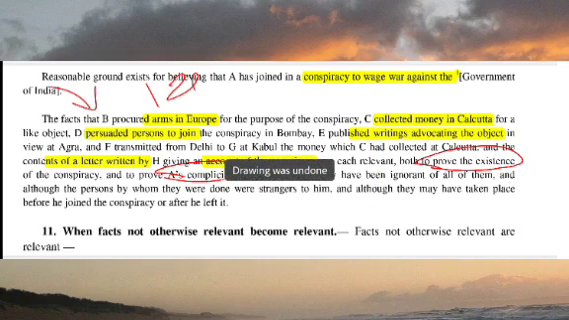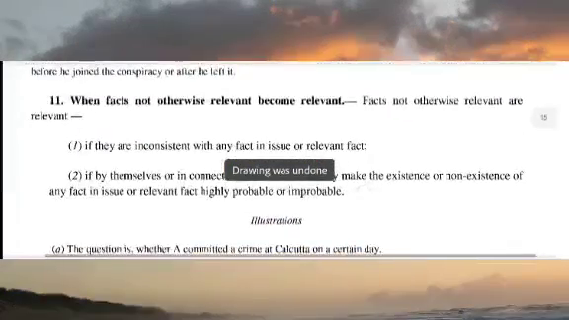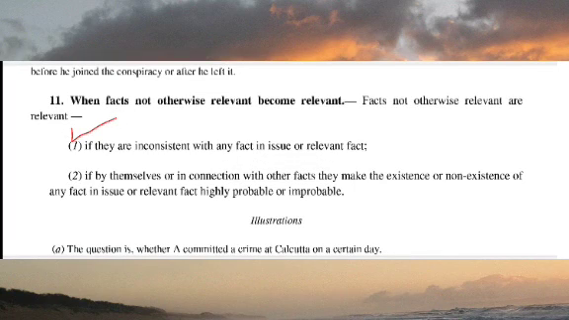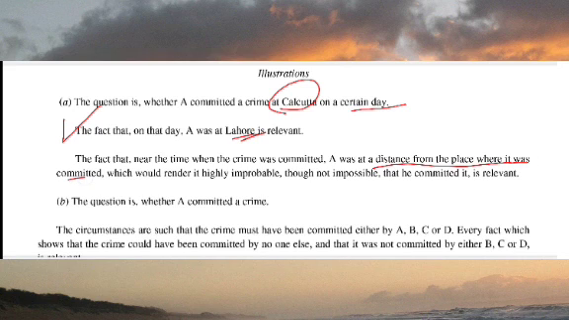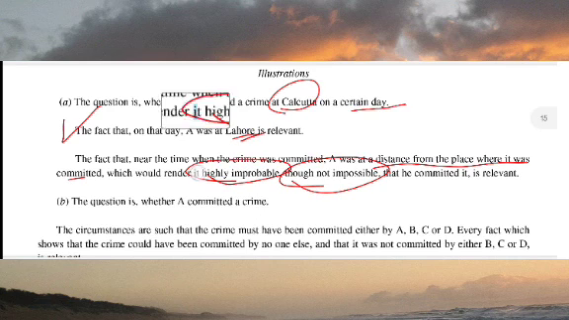Then comes section 11, plea of alibi. Facts not otherwise relevant become relevant if they are inconsistent with any fact in issue or relevant fact, or if by themselves or in connection with other facts they make the existence or non-existence of any fact in issue or relevant fact highly probable or improbable. Illustration: the question is whether he committed a crime at Calcutta on a certain day. The fact that on that day he was in Lahore is relevant. The fact that near the time when the crime was committed he was at such a distance from the place where it was committed that it would be highly improbable, though not impossible, is relevant. This is important: highly improbable though not impossible that he committed it is relevant.